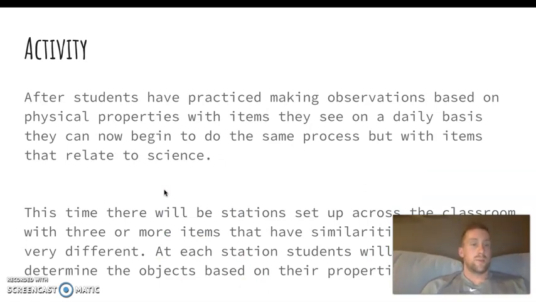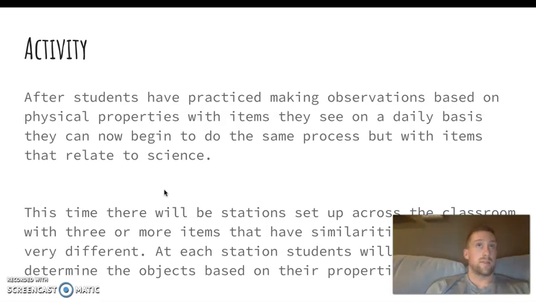That was just a beginning activity, a practice where students begin to start looking at physical properties on items and classifying them based on those physical properties. So after the students have practiced making those observations that they see on a daily basis, they begin to do the same process but with items that are more related to science. For this part of the activity, there will be stations set up across the classroom with three or more items that have similarities but are all very different.